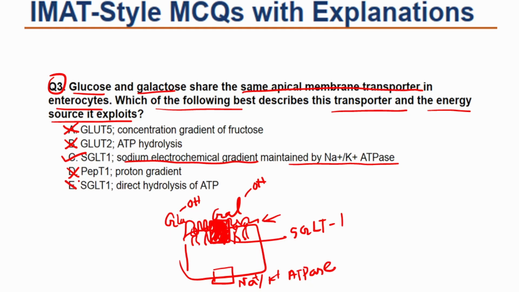Option E represents a classic exam trap. While SGLT1 is an active transport mechanism, it doesn't execute the direct hydrolysis of ATP itself, instead relying completely on the sodium gradient generated secondarily by the basolateral pump.